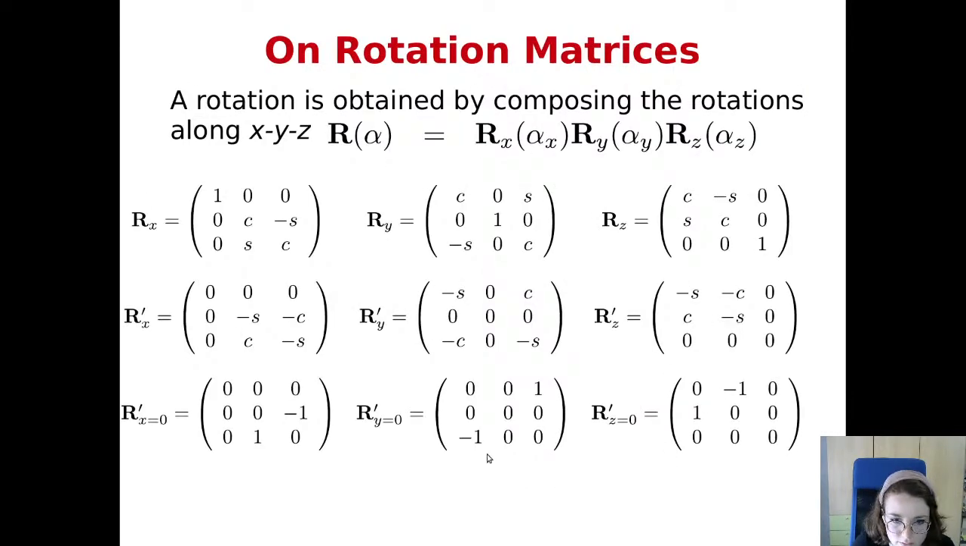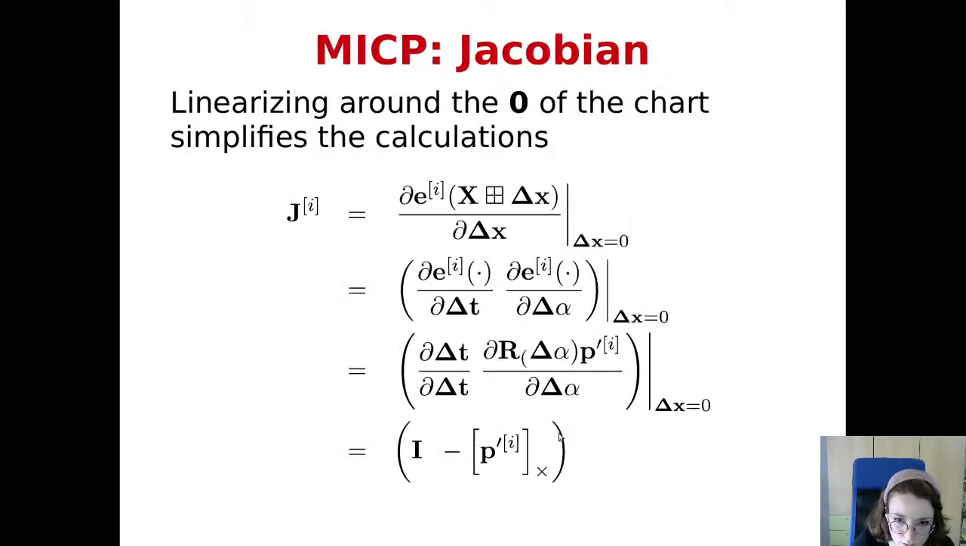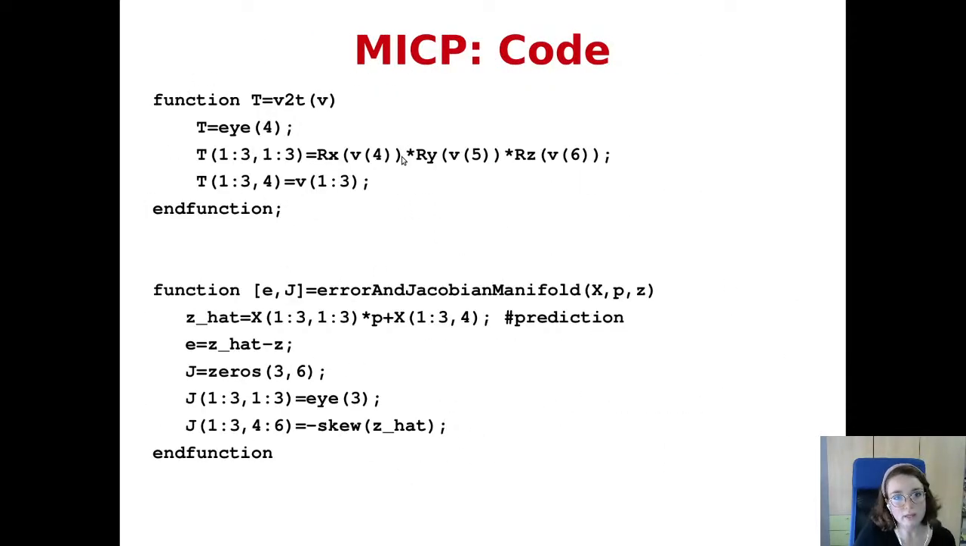You can easily obtain this by considering these expressions of R prime in alpha x equals 0, alpha y equals 0, and alpha z equals 0. Here you see two pieces of code. The first one is for the expression of v to t, where given the vector, in this case a 6-dimensional vector, the transformation matrix T is obtained by considering the composition of the rotations in the x, y, and z axes, while as far as the translation is concerned, you just have to take the components of the vector v that are associated to the translation and put them in the first three elements of the fourth column of T.